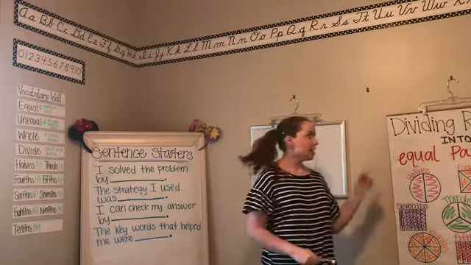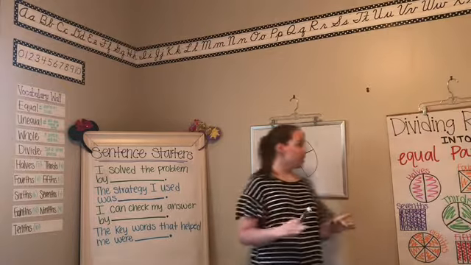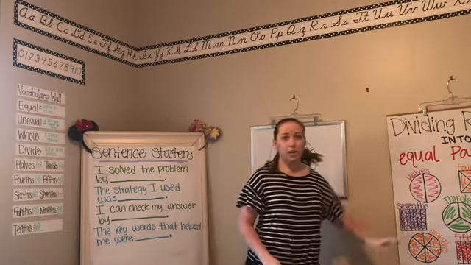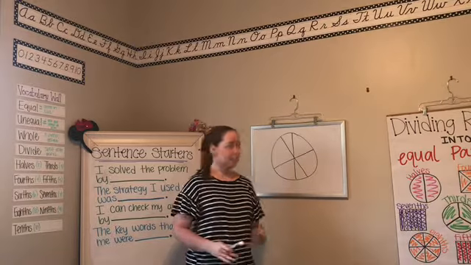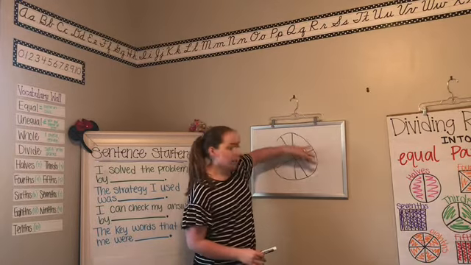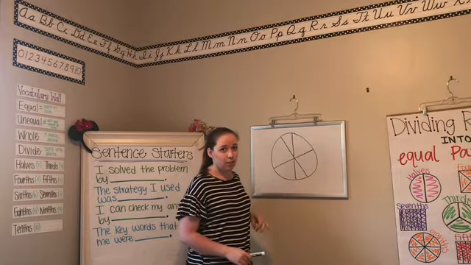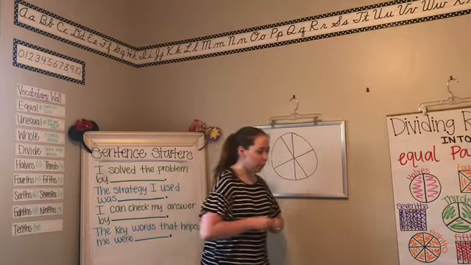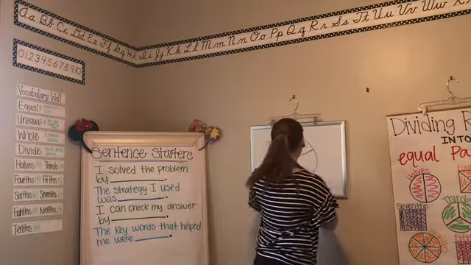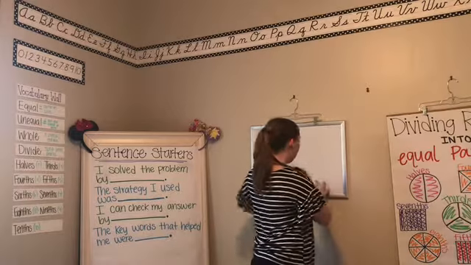In order for us to divide regions into equal parts, they need to have the same exact size for every part of that division. Okay? So that's super important, and why we need to be really careful when we're drawing.